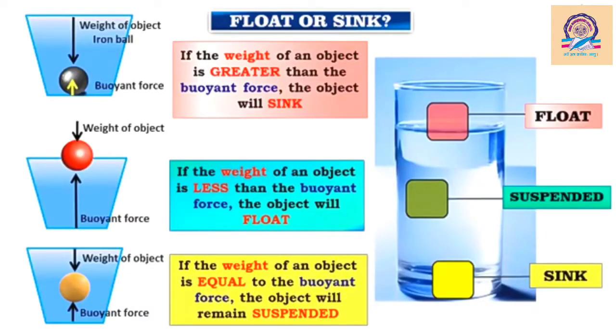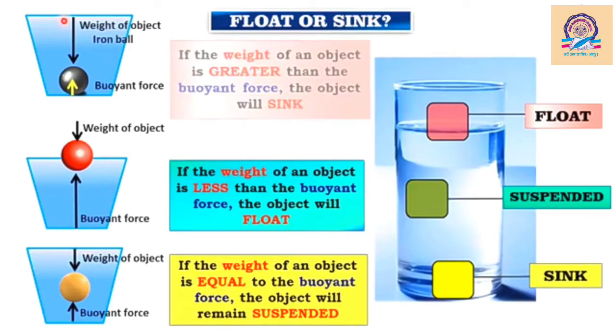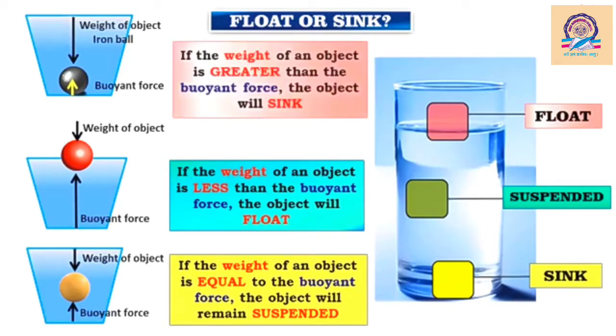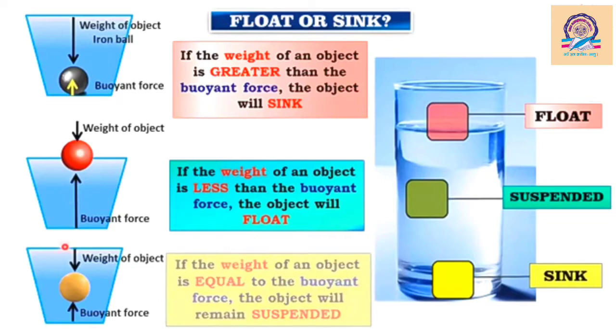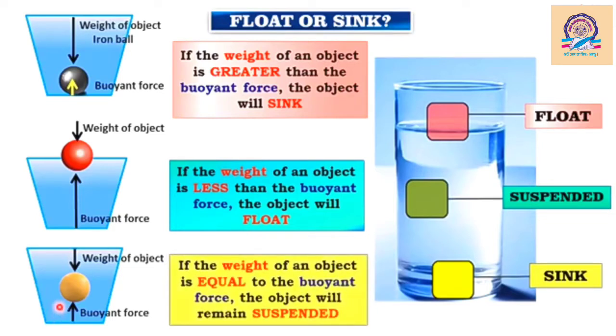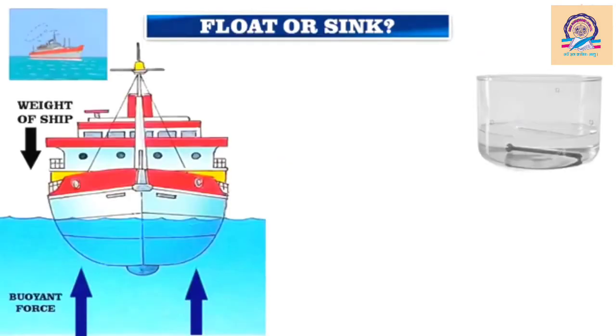Since we have learned that the buoyant force is equal to the weight of the displaced water, we can say in this way also that if the weight of an object is more than the buoyant force, the object will sink. And if the weight of the object is less than the buoyant force, the object will float. And if the weight of an object is equal to the buoyant force, the object will remain suspended. This is float, this is sink, and this is suspended.